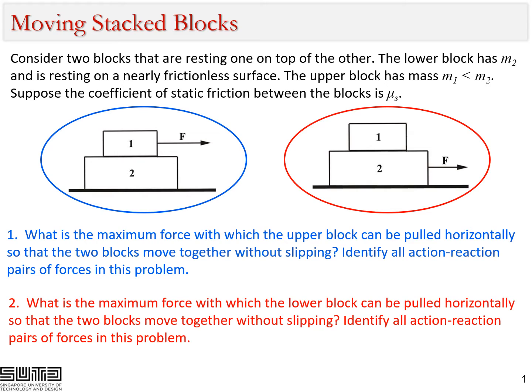The upper block has a lower mass than the lower block. We shall further assume that the coefficient of static friction between the blocks is given by μs. There are two parts to this question. The question in blue refers to the left graphic, whereas the question in red refers to the right graphic. And both have been circled with the relevant colors.